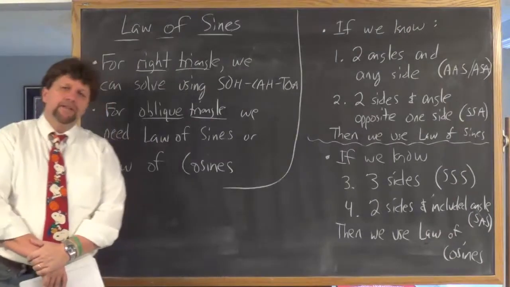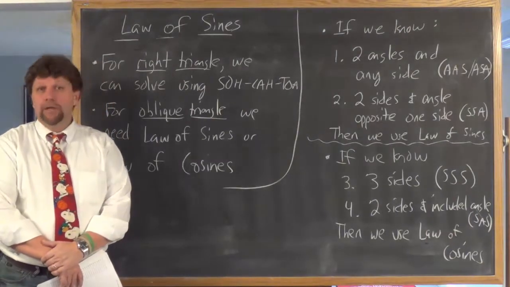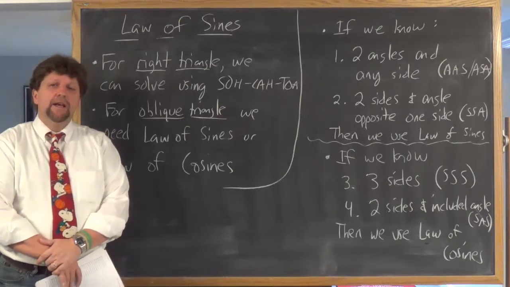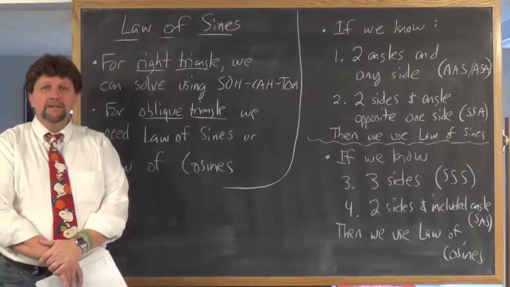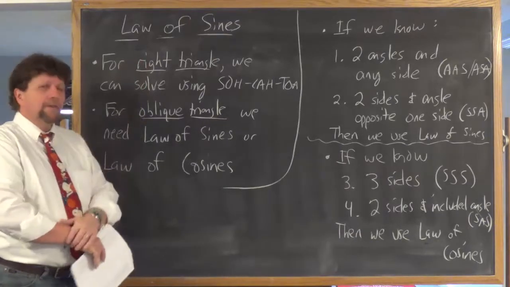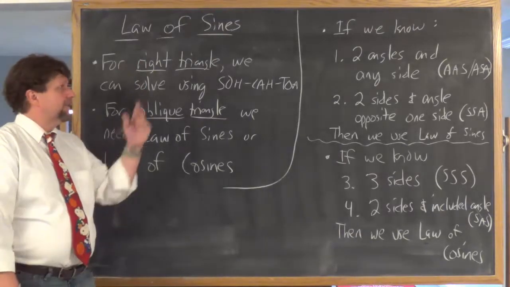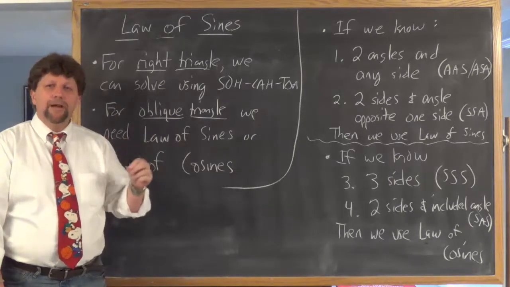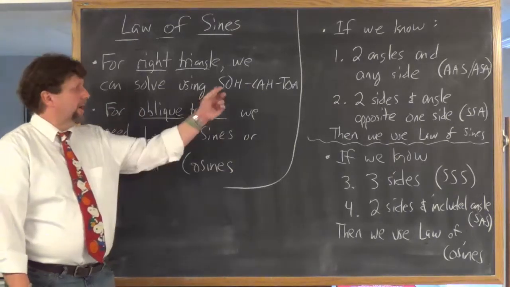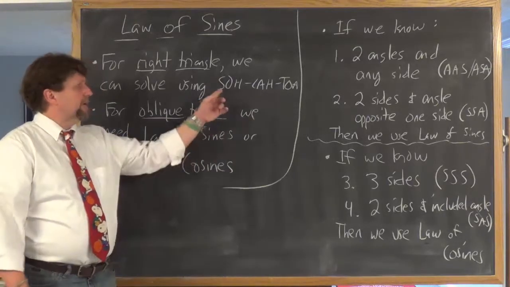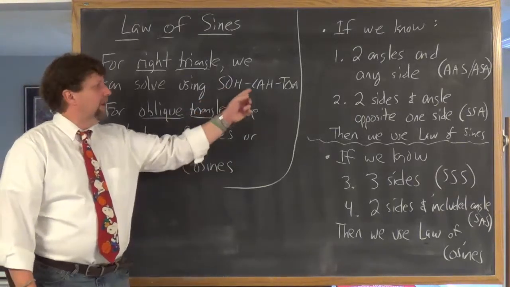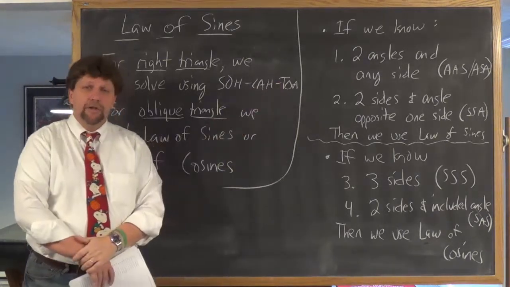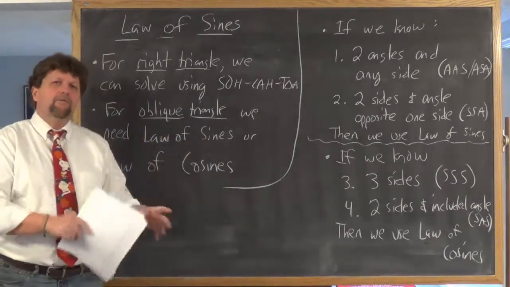Hey folks, the next thing we're going to look at is how to solve oblique triangles, which is going to require us to look at the law of sines and then the law of cosines. So the law of sines, the first thing that I'd remind us of is if we're given a right triangle, we know how to solve a right triangle by using right triangle trig, SOHCAHTOA. Remember, sine is opposite over hypotenuse, cosine is adjacent over hypotenuse, and tangent is opposite over adjacent. So that's how we can solve right triangles.